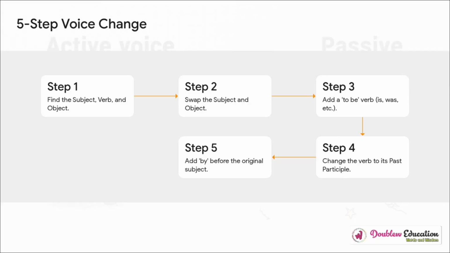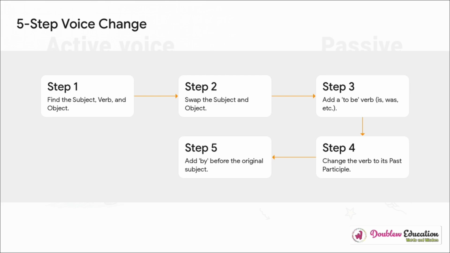Now, changing from active to passive might sound a bit tricky, but I promise it's just like following a simple recipe with 5 steps. First, find your subject, verb, and object. Let's try. The chef cooks the meal. Chef is the subject. Cooks is the verb. Meal is the object. Okay, step 2. Swap the subject and object, so meal goes to the front.